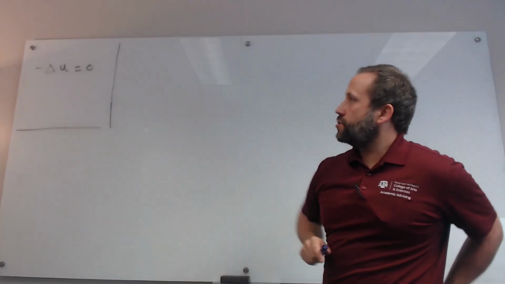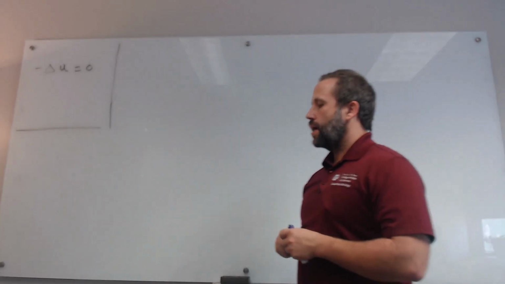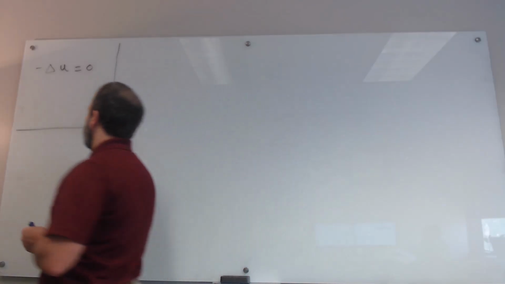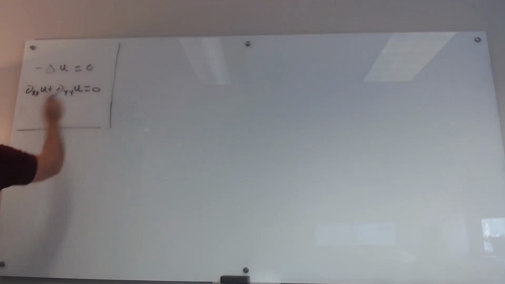Okay, so we want to solve the Laplace equation. Like I said, the minus sign there is there for psychological reasons, mainly, I mean, good mathematical reasons as well, but ultimately just psychological reasons. What we want to do is solve this equation, and remember this equation here is the same as the double x derivative of u plus the double y derivative of u is equal to 0.